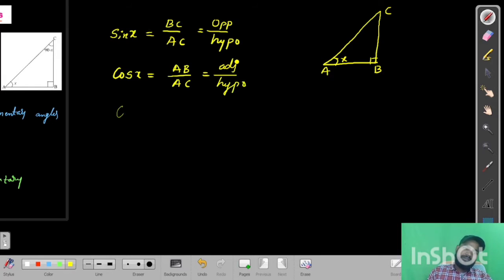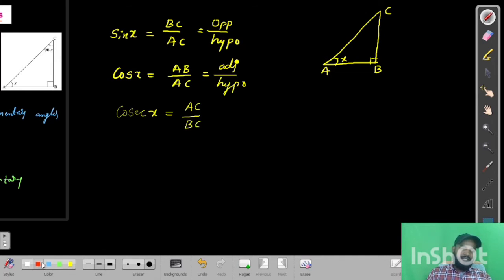Next, sine completed, cos completed. Cosec. What is cosec x formula? Cosec is the reciprocal of sin x, right? So it is nothing but hypotenuse by opposite. What is hypotenuse here? Hypotenuse is AC, by, what is opposite here? BC.